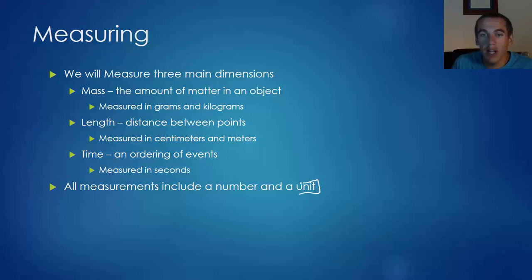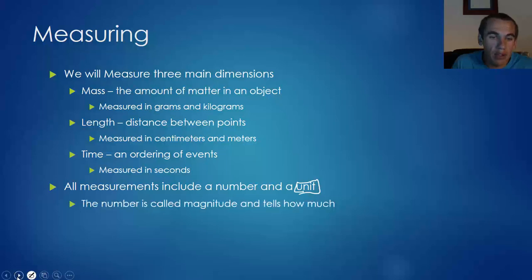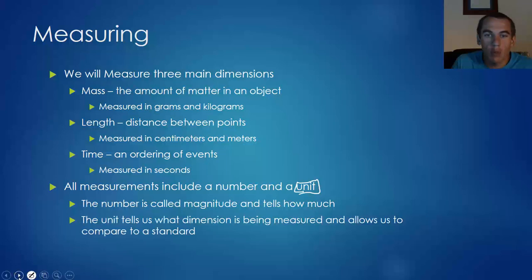If you don't give me a unit, I don't know what you mean. Now, how big the measurement is, that's the number, tells magnitude, which is how much, and the unit tells me what dimension is being measured, and it allows us to compare it to a standard, right? If I said something is 17 papers long, that wouldn't mean anything because a paper is not a standard unit. But if I say 17 centimeters, we know how long a centimeter is. It is a standard unit. We could use inches, it's a standard unit, but it's not an internationally standard unit. Centimeters, meters, kilograms, grams, those are international standards. So we can communicate around the globe using the SI unit.